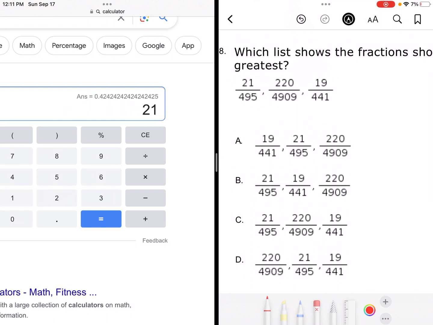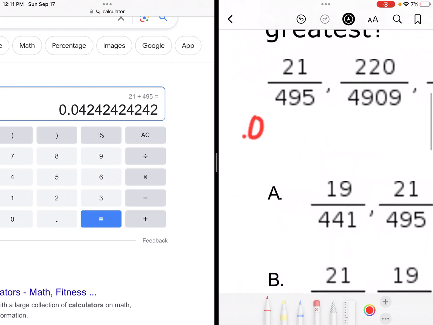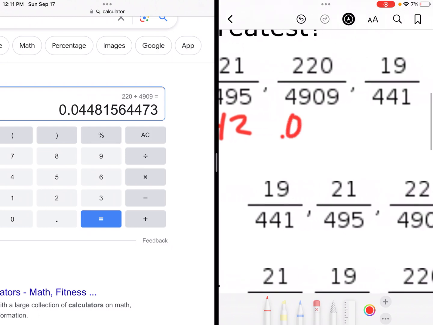All right, so I'm going to do 21 divided by 495, and I get 220 divided by 4909. And then 19 divided by 441.